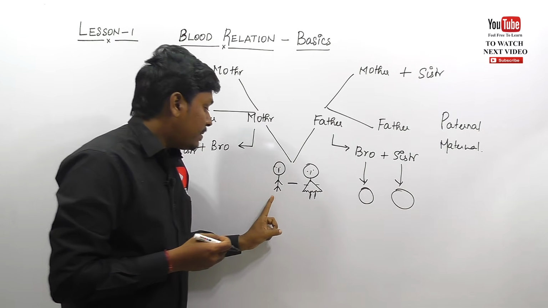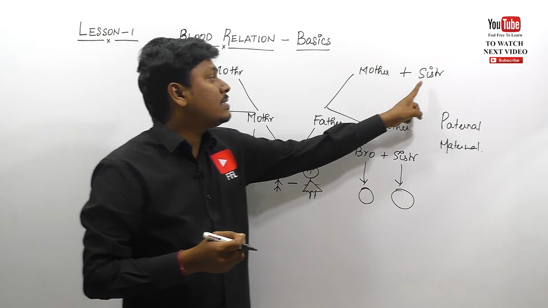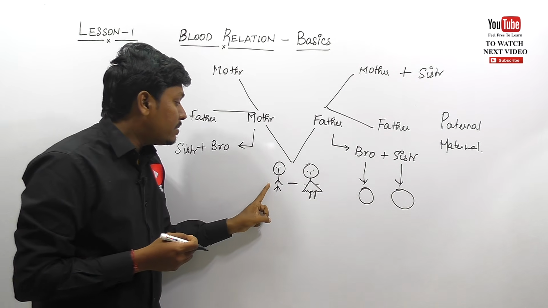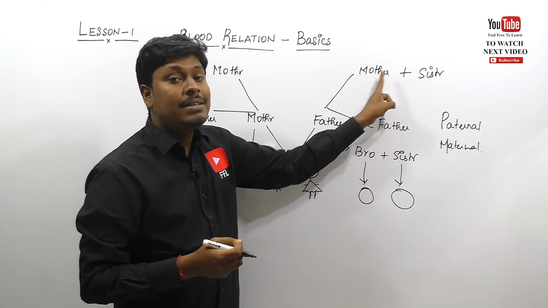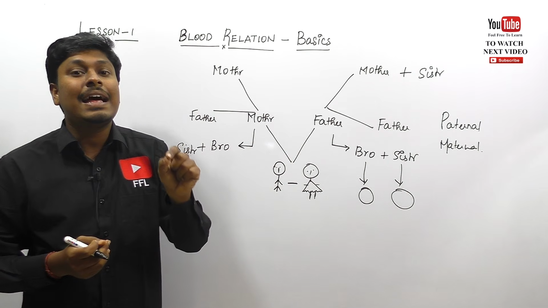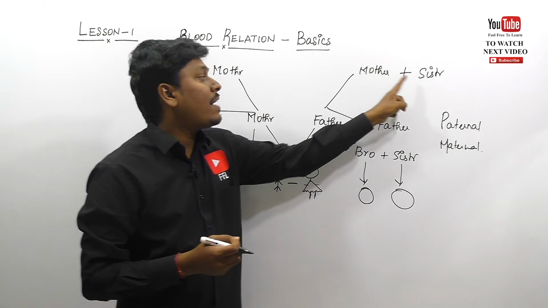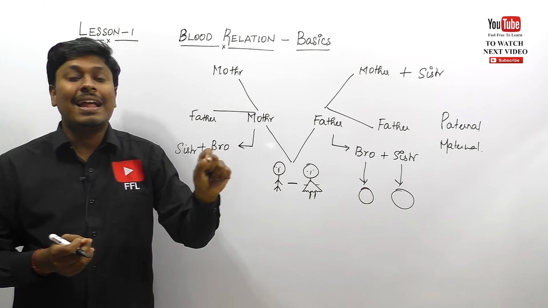So friends, from this boy, I am asking who is this person? Then listen here, friends, from this boy, it is his father. So father's mother and a sister should be called a grand aunt. If this person has a brother, so the answer should be grand uncle.